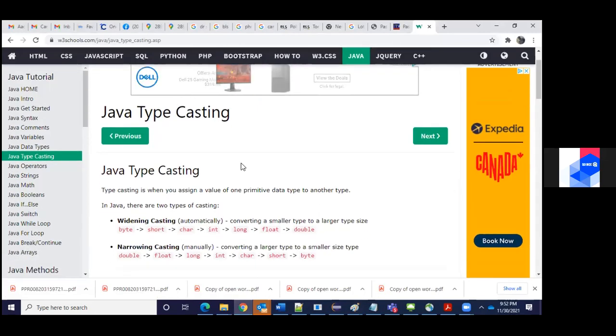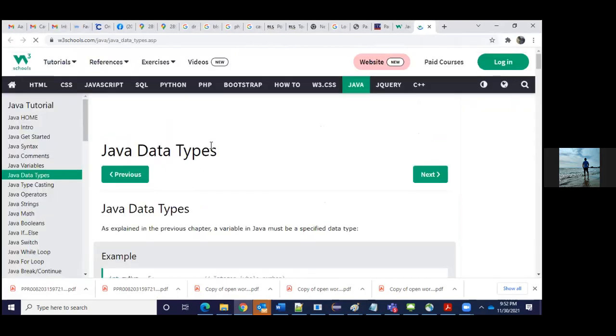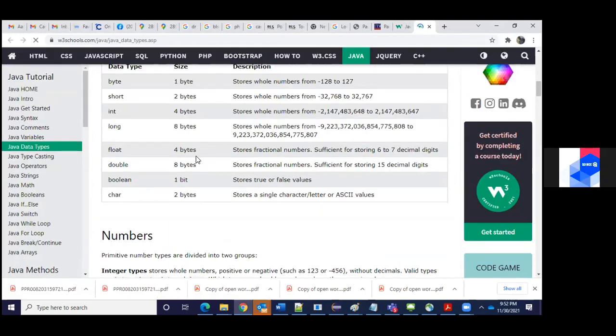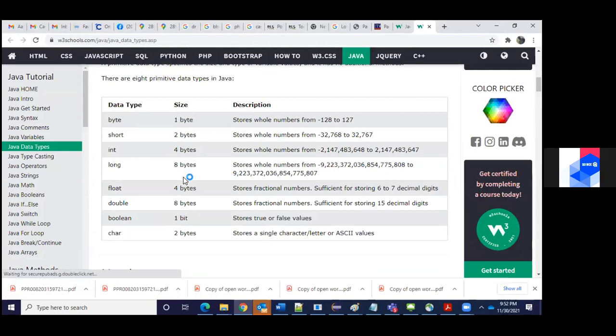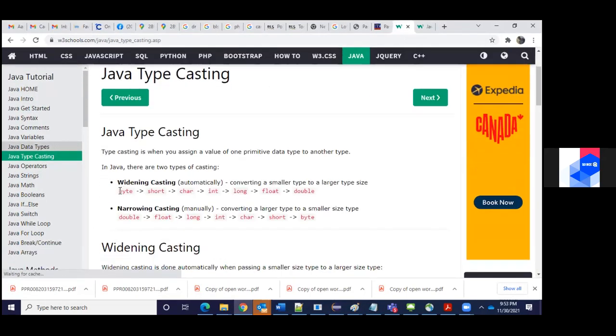Now if you see our data types, we have the sizes. The same way, it's going to be merged from a bigger box into one smaller box, and in that smaller box, we can add one more smaller box. The same thing we are going to see here too.